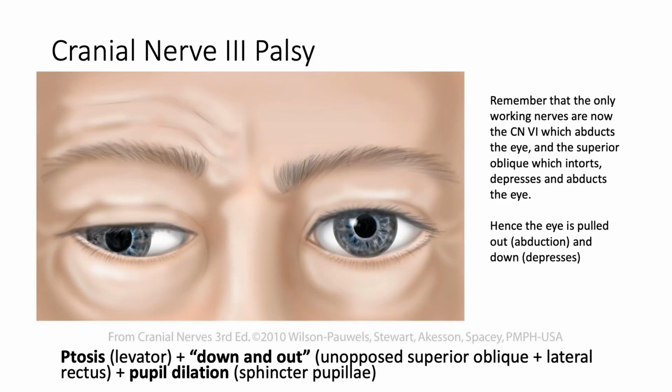When cranial nerve 3 is injured, and there can be several locations where this injury can happen, as we discussed earlier in the pupillary pathway, it can result in a characteristic appearance of ptosis due to loss of the levator palpebrae superioris function, a down and out appearing eye on the ipsilateral side due to the remaining actions of cranial nerve 4, which intorts, depresses, and abducts the eye, and cranial nerve 6, which abducts the eye, and finally pupil dilation due to the loss of sphincter pupillae function.